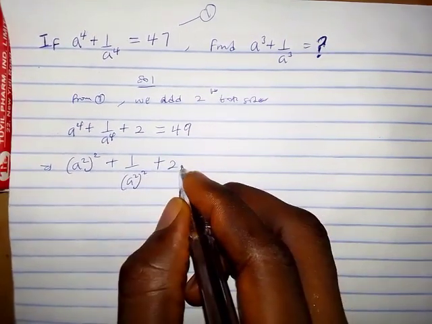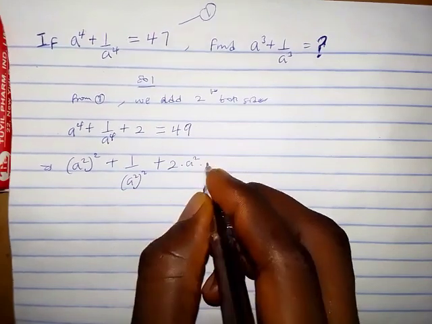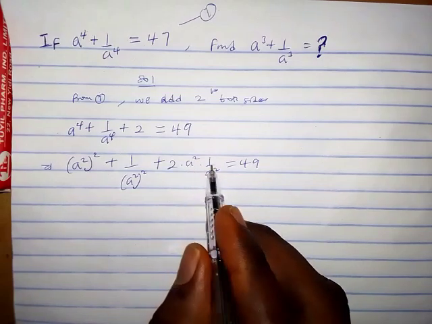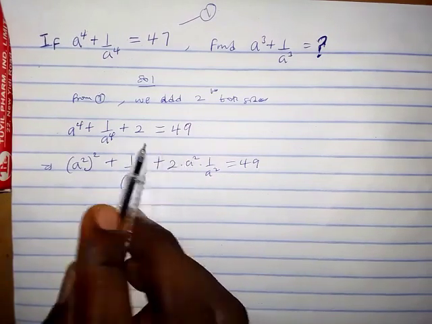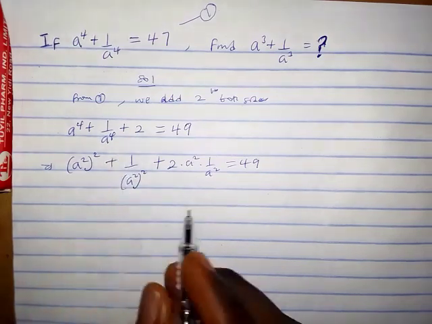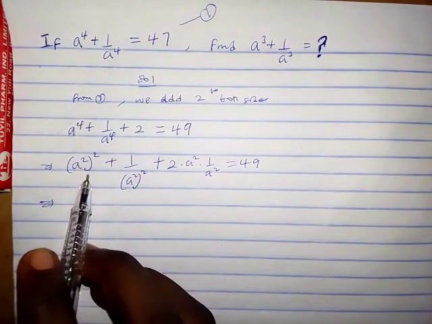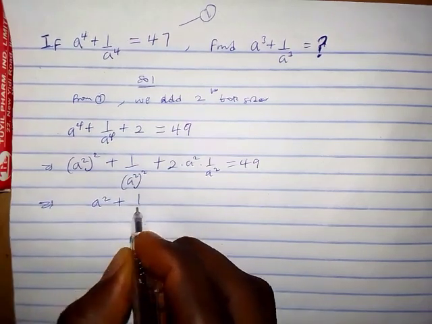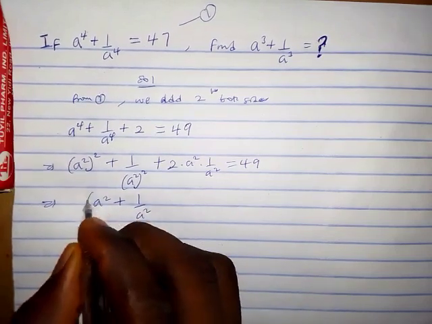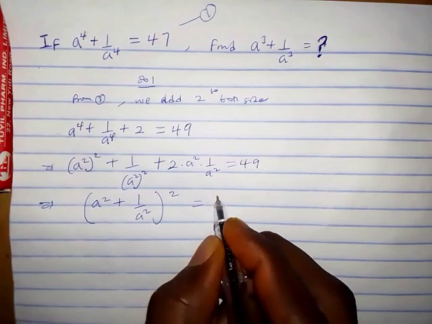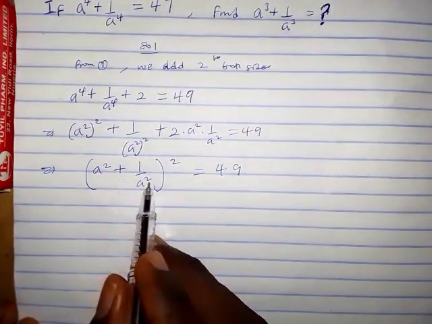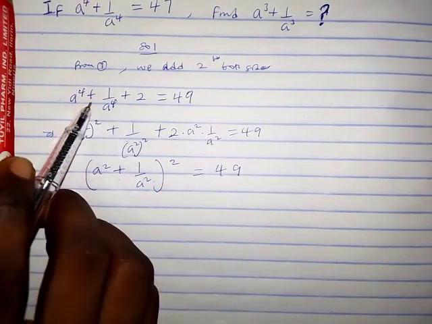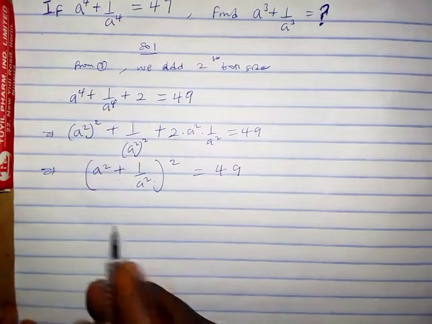But in this case, we multiply it by a square times 1 over a square equals 49, because 1 over a square times a square, that's just 1, and when we multiply 1 by 2, we obtain 2 back here. So that is satisfied. These all guys on the left side is the same thing as having a square plus 1 over a square all square equals 49, because when you expand this guy, I assure you are going to obtain what we have here, which is the same thing as a raised power 4 plus 1 over a raised power 4 plus 2. So we are good to go.